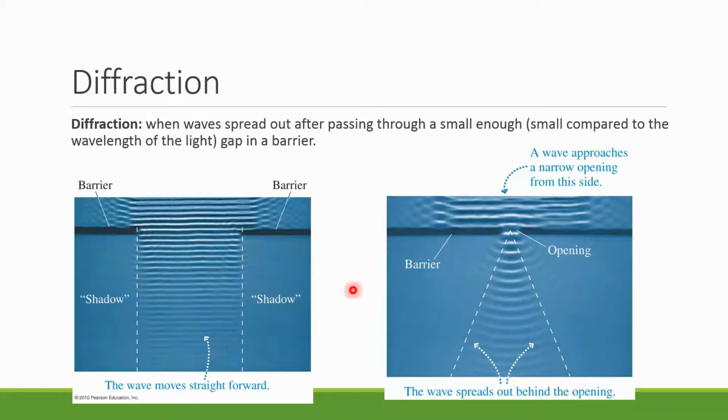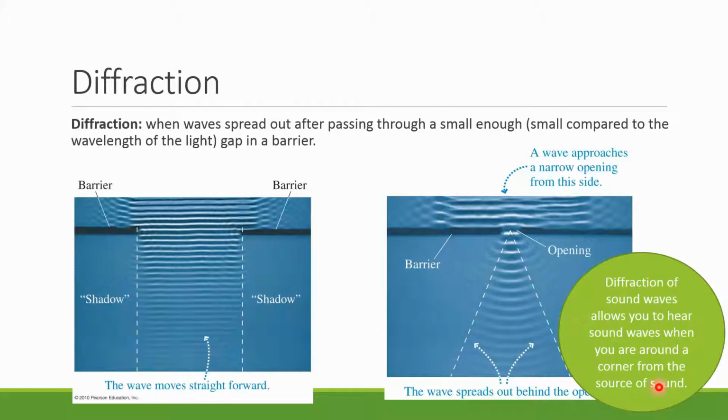Now, that is diffraction around a corner, diffraction around a barrier. This is what allows you to hear sounds when you are around the corner from someone, but you can't see them. The sound travels as a wave, and it will diffract around an opening. So diffraction of sound waves allows you to hear sound when you're around the corner from the source of the sound.